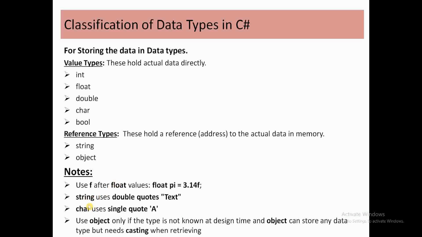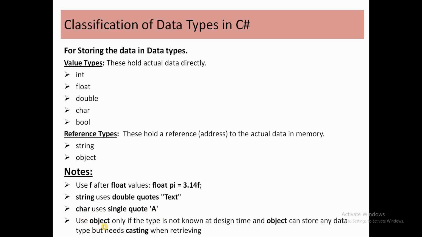Next one is if we want to put text values into the string, we have to put that value into double quotes. We can store in this way. This is the format you can see. Then next one is char. If we want to store some values like single character values into char, then we have to use this format, single quotes. In this way we can store this value into char.